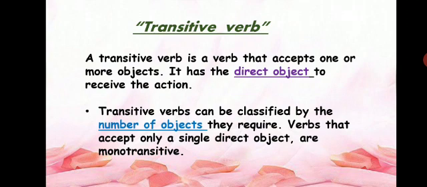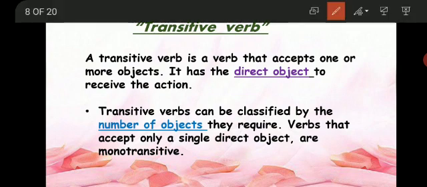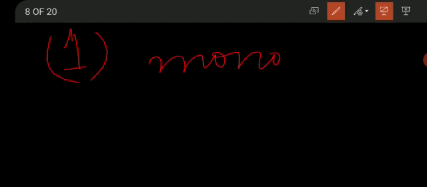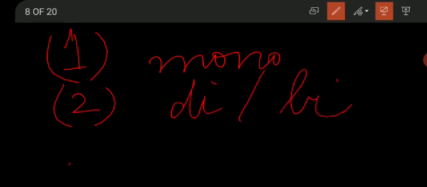Now let's talk about the transitive verb. A transitive verb is a verb that accepts one or more objects. Or you may say a transitive verb is an action that has a direct object to receive its action. Transitive verbs can be classified as monotransitive, ditransitive and tritransitive, depending upon the number of objects. If the sentence has one object, it is monotransitive. If there are two objects, it is ditransitive or bitransitive. If there are three objects, it is tritransitive.